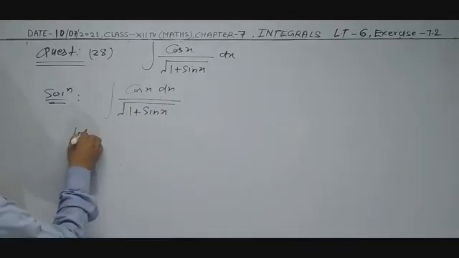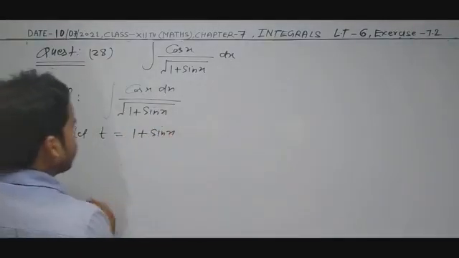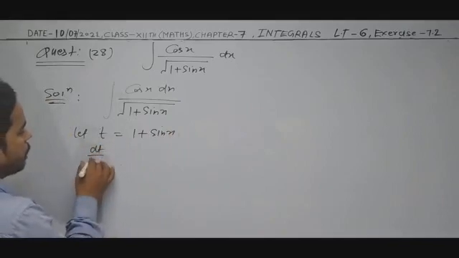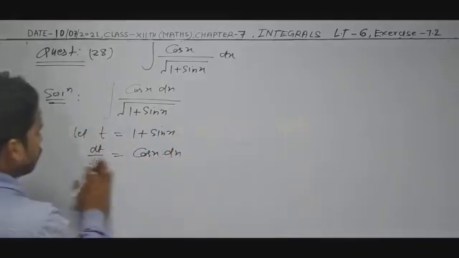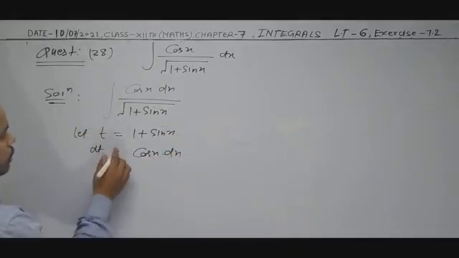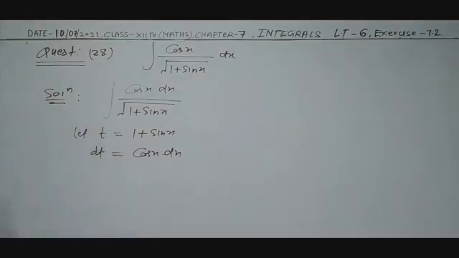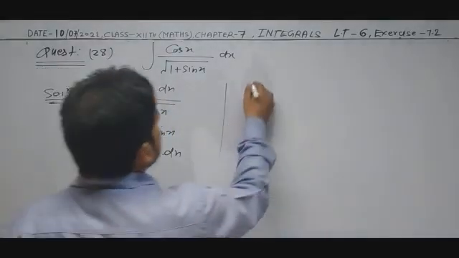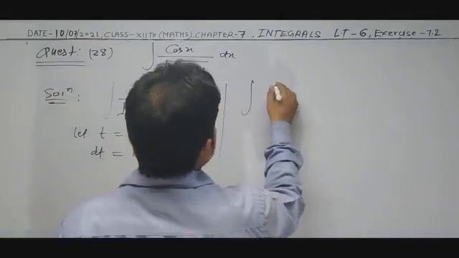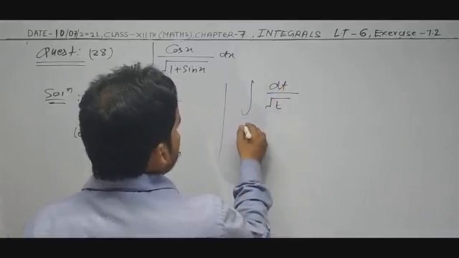So let t equal 1 plus sin x. Then dt by dx will be cos x, so dt is equal to cos x dx. So the integration will convert into the integration of dt upon root over t.